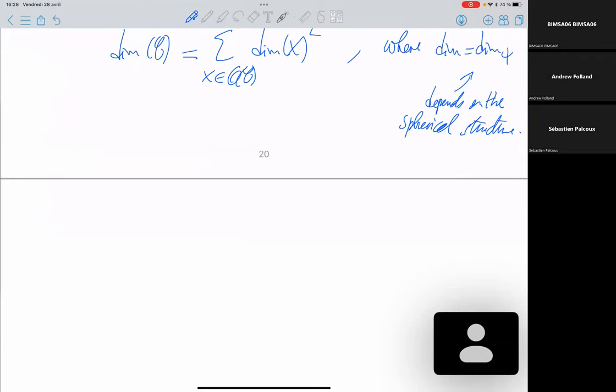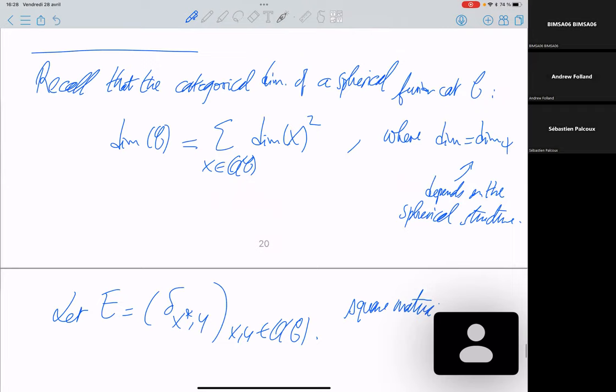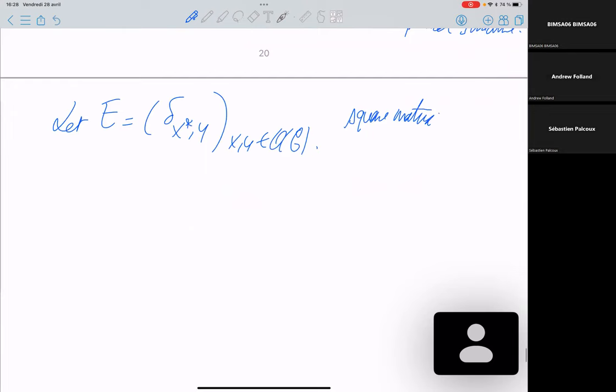Then consider, in some sense, the dual matrix. The matrix encoding the dual structure, X star Y, with X, Y simple objects up to isomorphism. The square matrix. And so the square of the S matrix of a modular category will involve exactly this matrix encoding the dual structure and the categorical dimension. More precisely, proposition.